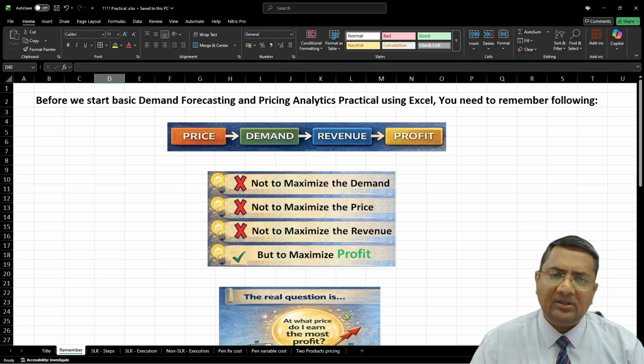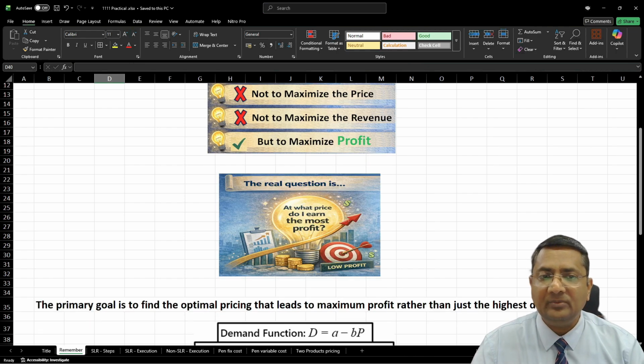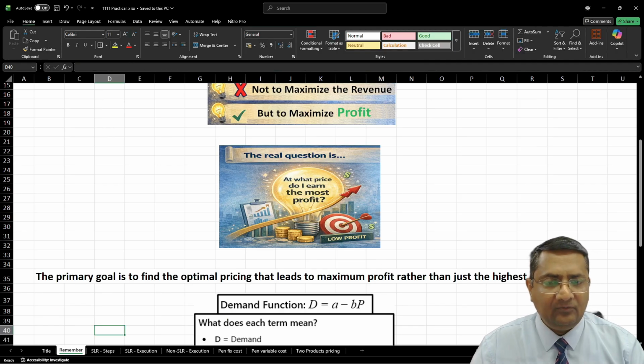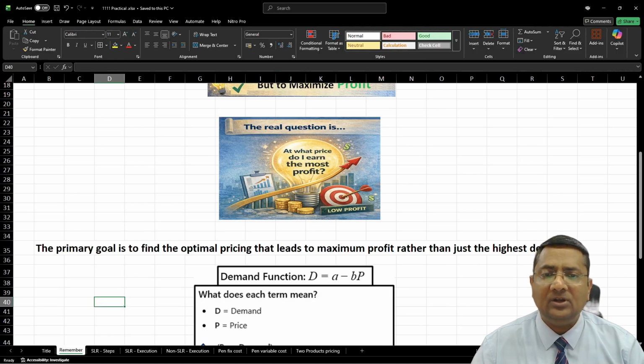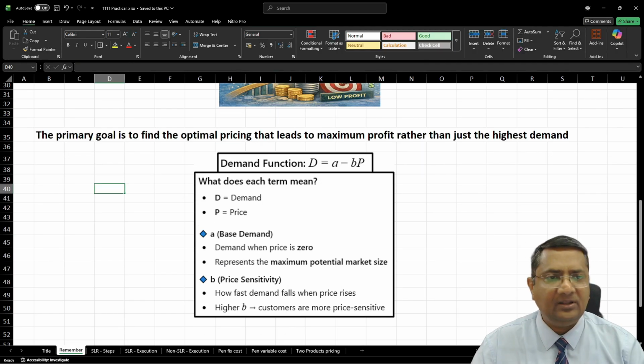Price affects the demand, demand affects the revenue, and revenue affects the profit. We have already learned this. And please remember, in practical, what is our main objective? Not to maximize the demand, not to maximize the revenue, but to maximize the profit. What is the real problem we are trying to find out here? The price, meaning at what price do I earn the most profit.